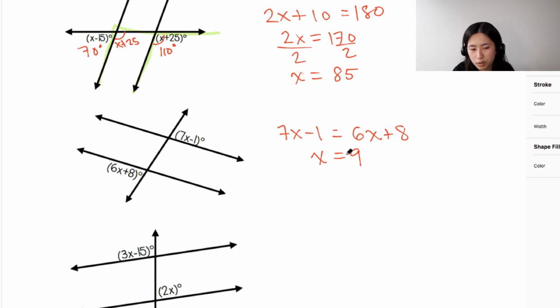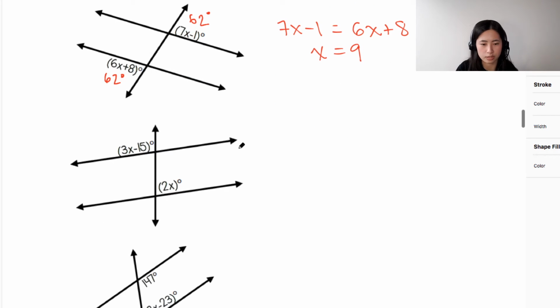So you have x is equal to 9, and all you have to do is plug in x to get this angle and this angle. So you have 6 times 9, and then plus 8, so that equals 62 degrees. And on the other hand, because you know that they're exactly the same, 7 times 9 minus 1 is still 62. Okay, great. So let's proceed to the next one.